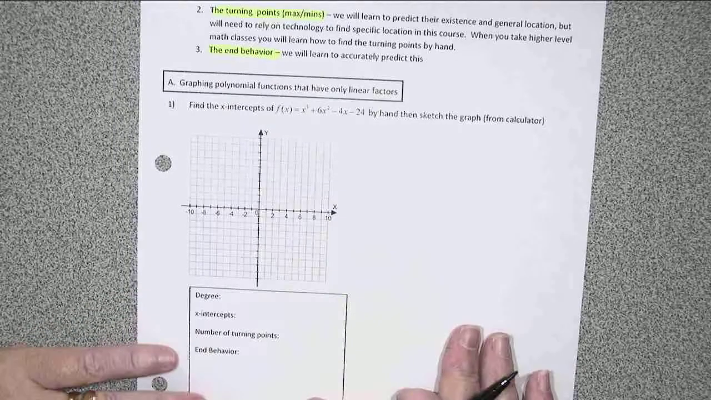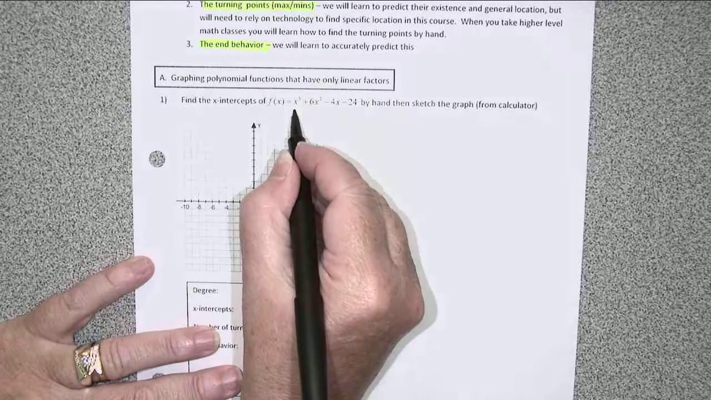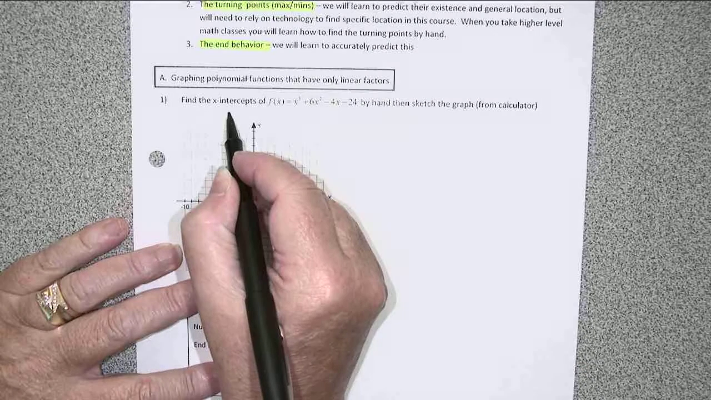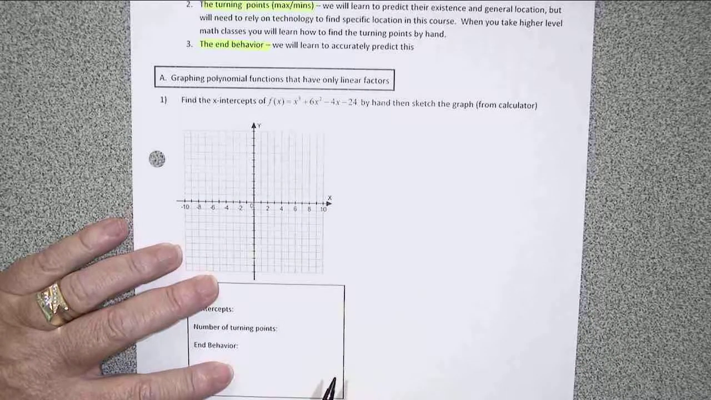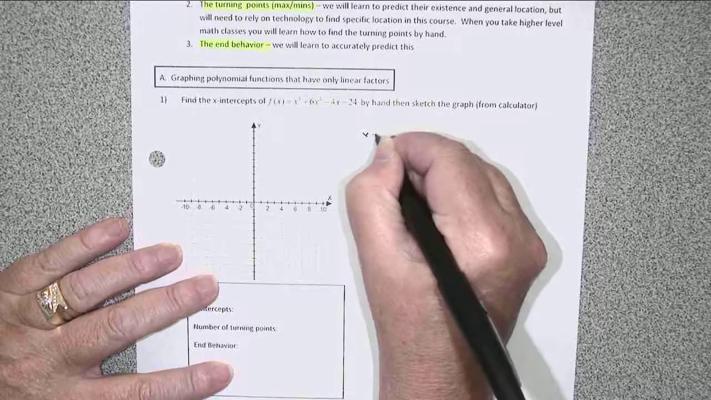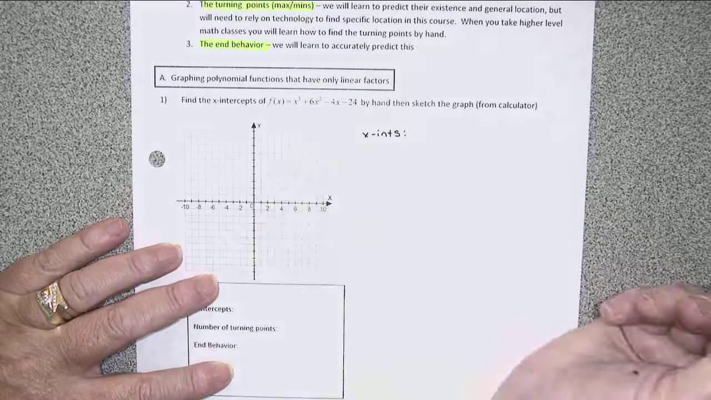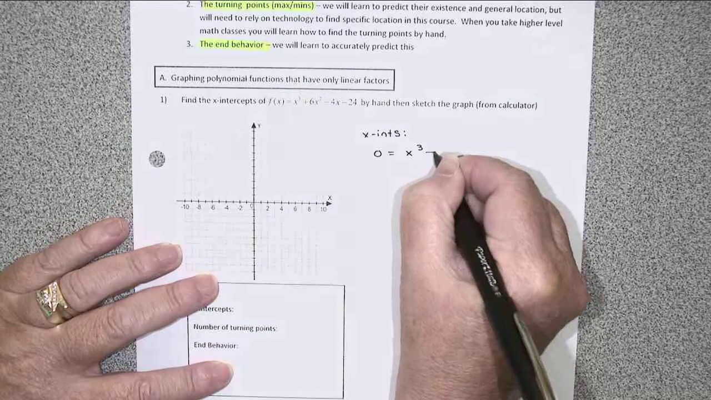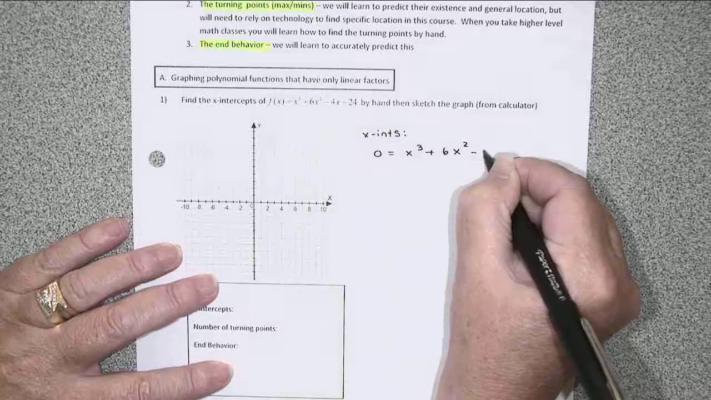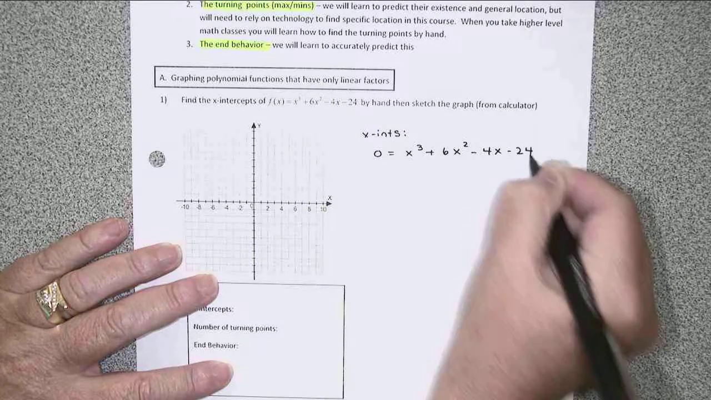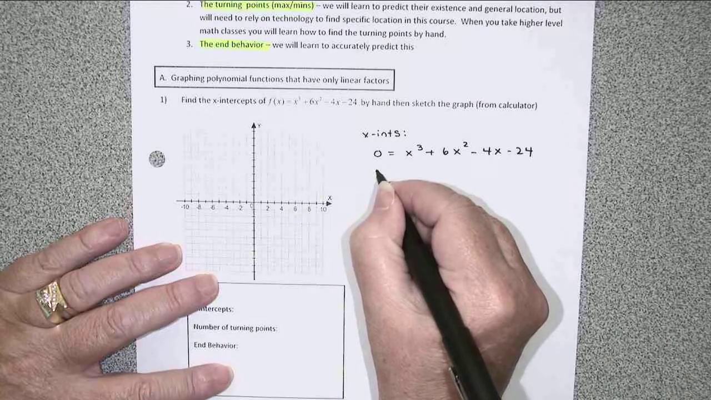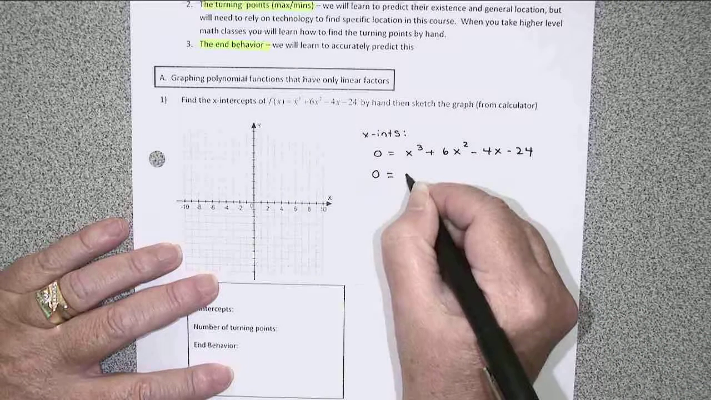All right, the first graph we're going to take a look at is the graph of this cubic polynomial, x cubed plus 6x squared minus 4x minus 24. We're supposed to find the x-intercepts by hand, and then we'll talk about how much we can predict before we go to the calculator. So to get the x-intercepts, I set the y, or the f of x, equal to 0. And with 4 terms, I'm hopeful that we're going to be able to get this one by factoring. Grouping's looking pretty good to me, so let's try it.